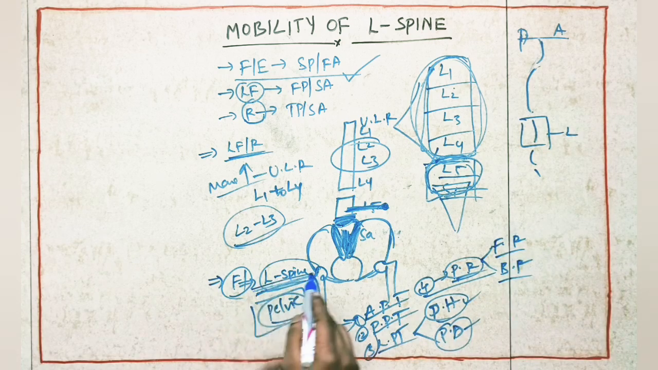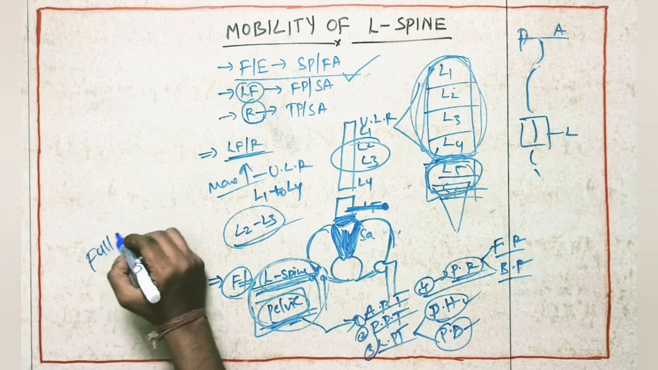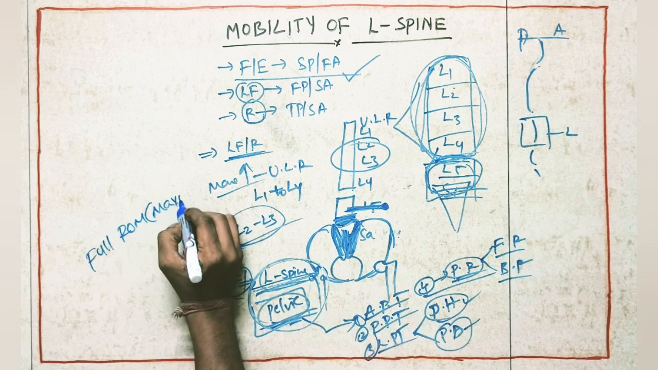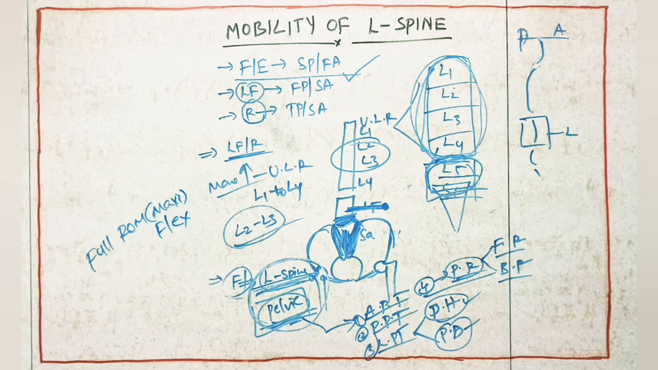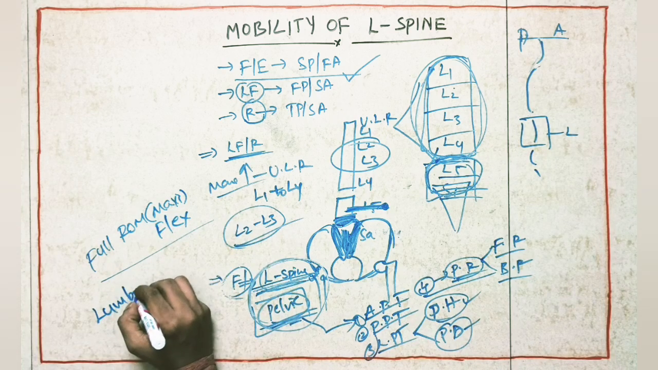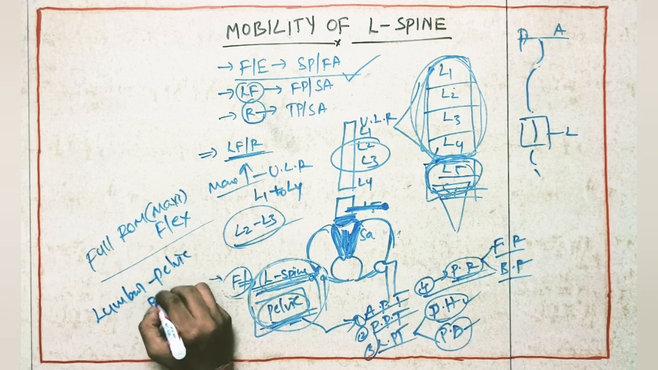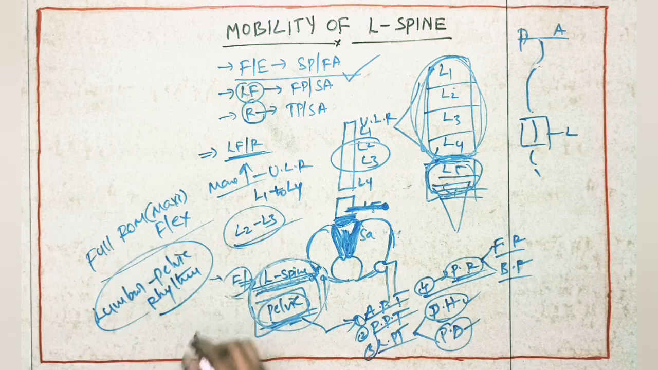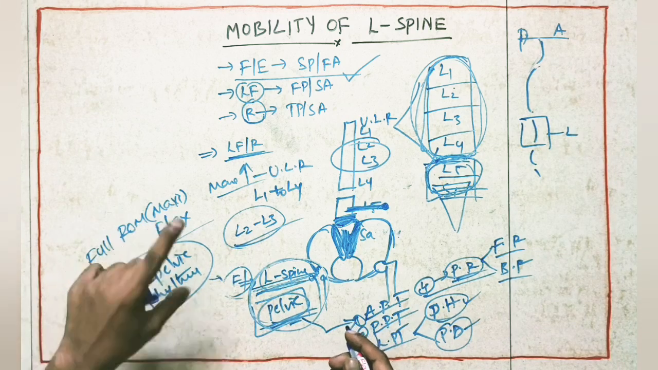So how the lumbar spine takes help from the pelvis to create full ROM, or maximum flexion of the lumbar spine, is nothing but the lumbar pelvic rhythm. This is also called lumbopelvic rhythm. So we will see this in the next part. Okay.